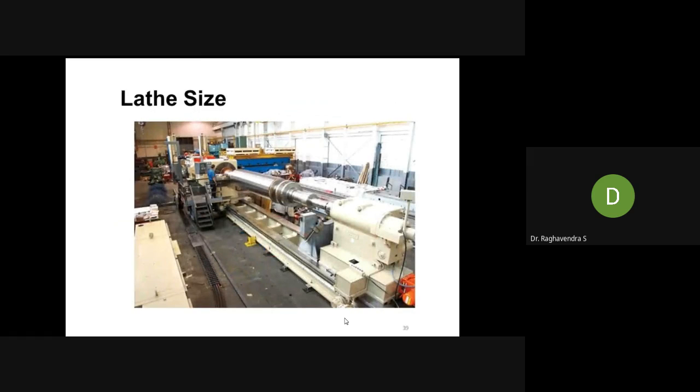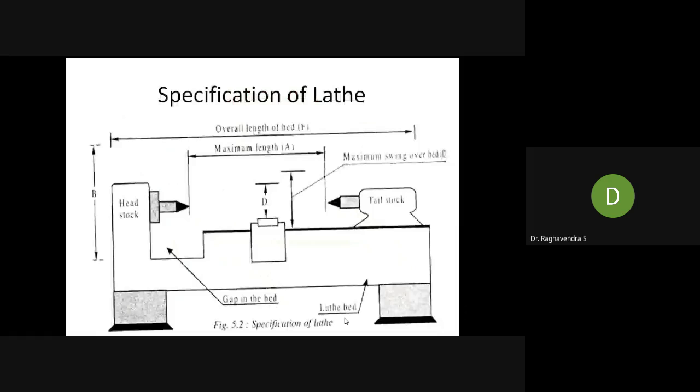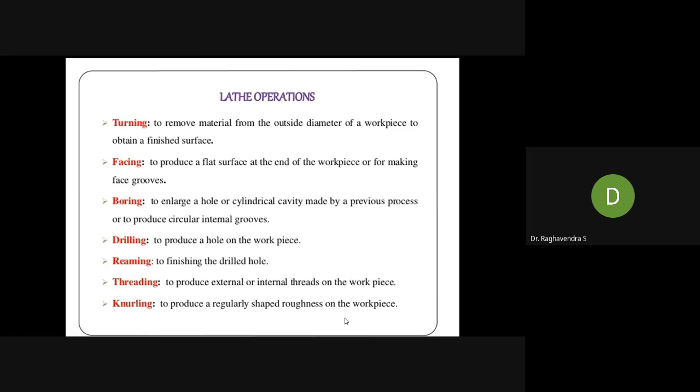This is one of the huge lathes, as you can see from the diagram picture, where shafts are manufactured for power turbines. So whenever I ask a question, write the simple diagram of a lathe specification. You need to draw this diagram and mention the swing, length, bed, all these things.